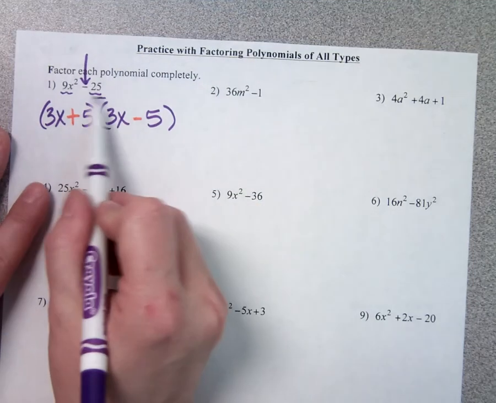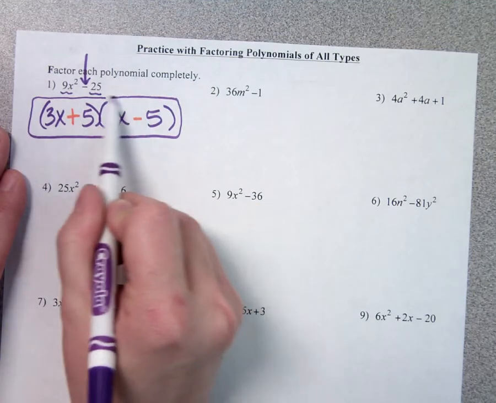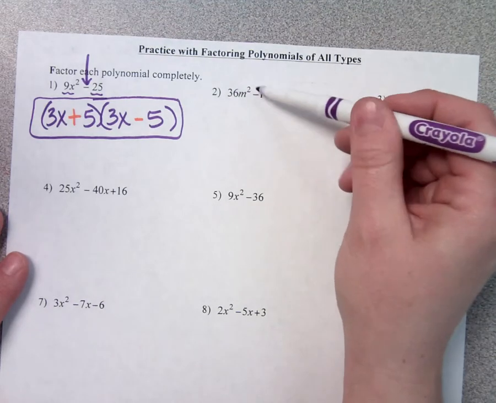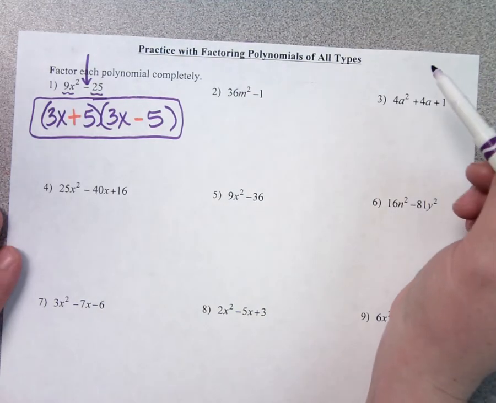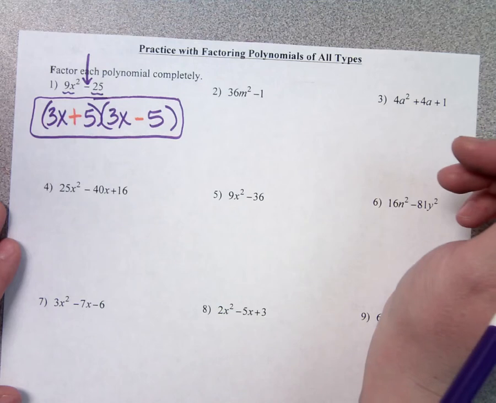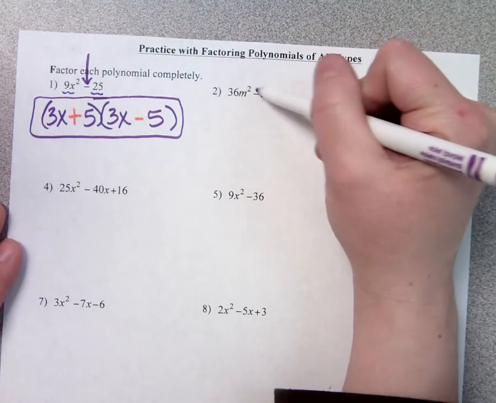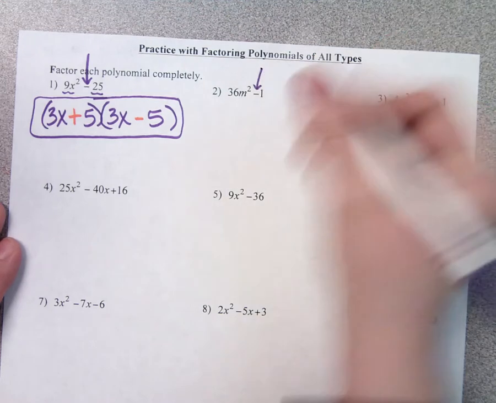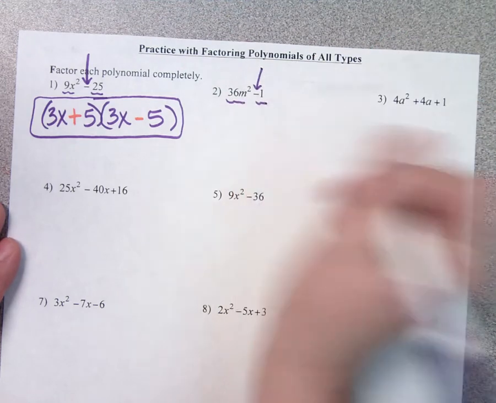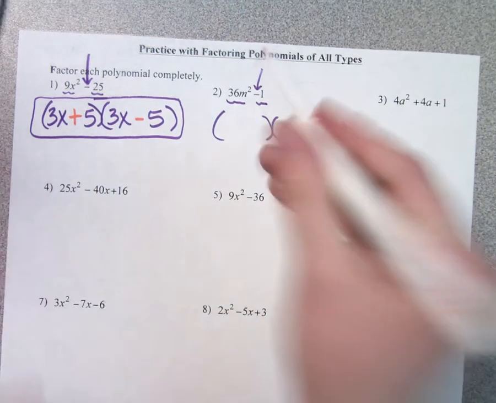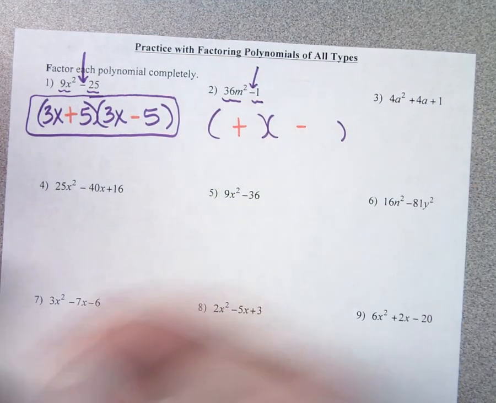Okay, number 2. First thing I always look for is a GCF. Is there anything that goes into 36 and 1 besides 1? Nope. And then 2 terms or 3? 2 terms. So I look to see, once again, if it's a difference of squares. Is it a difference? Are these both perfect squares? Yep. So I slap my 2 sets of parentheses down, one with the plus, one with the minus.